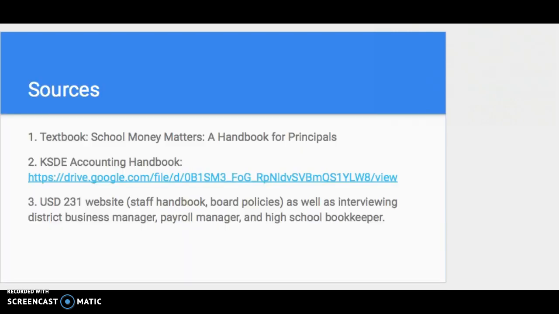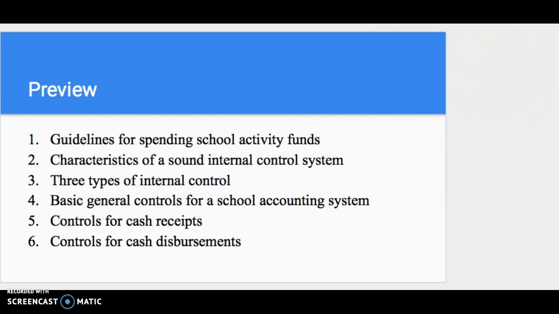I used three sources, really more than that: the textbook School Money Matters, a handbook for principals, the Kansas State Accounting Handbook, and the USD 233 Gardner Edgerton website, as well as interviews with our business manager, payroll manager, and high school bookkeeper for a few of the questions. The things we're going to be talking about are guidelines for spending school activity funds, characteristics of a sound internal control system, three types of internal controls, basic general controls for school accounting systems, controls for cash receipts, and controls for cash disbursements.